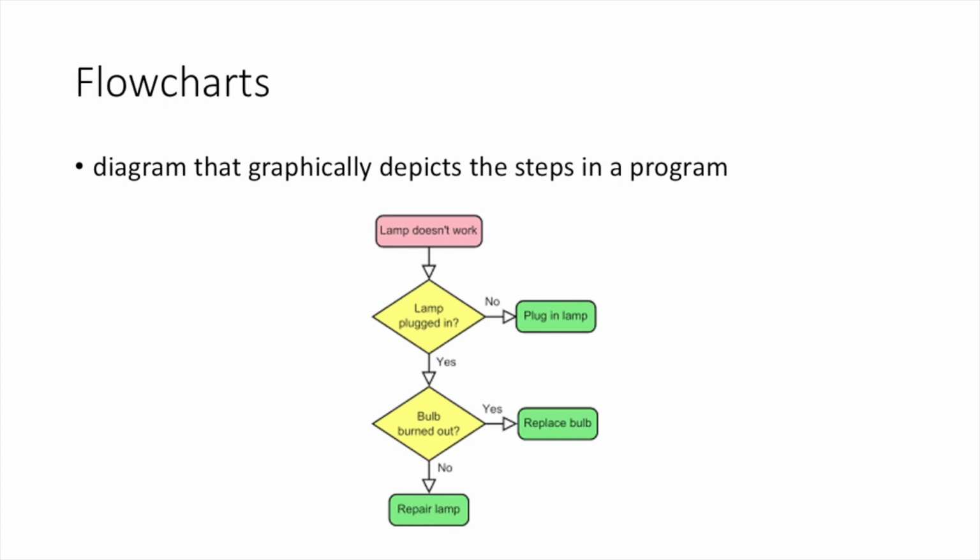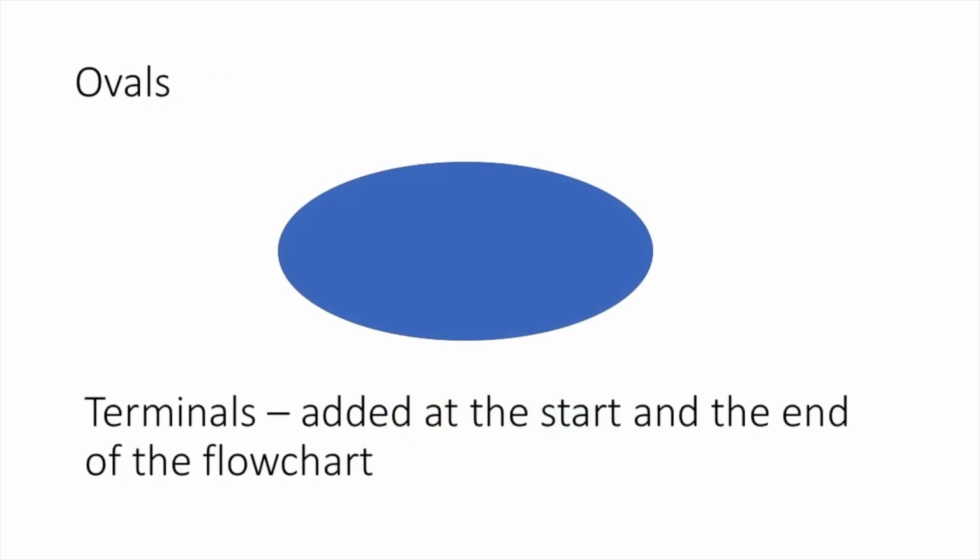This is a small example of a flowchart, and I will be explaining the whole flowchart in the next slides. So every flowchart consists of several concepts. The first one is ovals. The ovals are mainly terminals, and these terminals are displayed at the beginning and at the end of each flowchart. So it is a must that every flowchart has two terminals or two ovals, one at the top, the second one at the bottom.